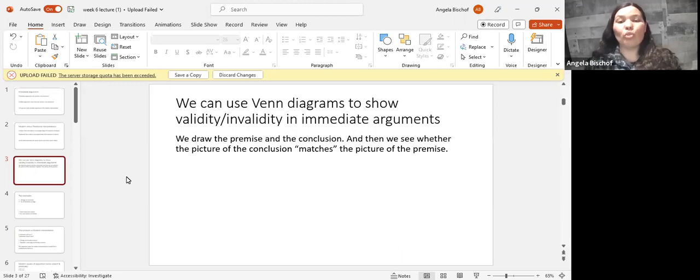Last week, we learned how to draw categorical propositions using Venn diagrams. Now we can use these Venn diagrams to prove validity or invalidity. And we're going to do it right now with immediate arguments, but we're also going to be using these Venn diagrams when we go on to mediate arguments, the categorical syllogisms. So how do we do this? You're going to have one premise, one conclusion, and you just draw the Venn diagram of the premise, you draw the Venn diagram of the conclusion, and you see whether the picture of the conclusion matches the picture of the premise. And that might not make much sense now, but trust me, I'm going to unpack that in these videos.